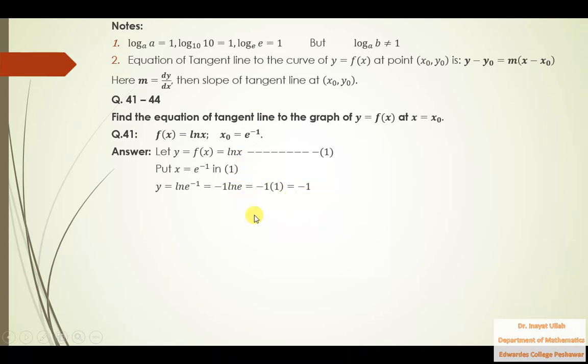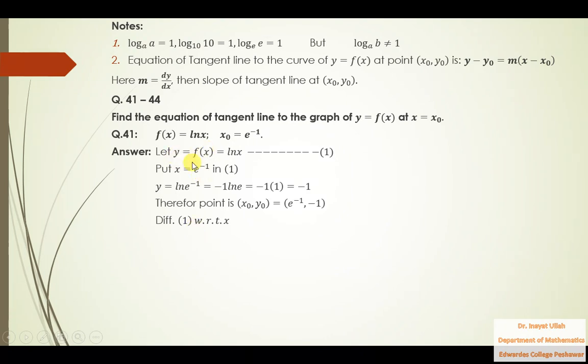Minus 1 times 1 is minus 1, so that is the value of y, and this is the value of x. So the point x naught, y naught is now x naught is e power minus 1, and y naught is actually this value of y which is minus 1. So we have obtained the value of y naught which is minus 1. Now we are in search of this m, and m is actually the derivative of y. M is the derivative of y. So find the derivative of y from here.